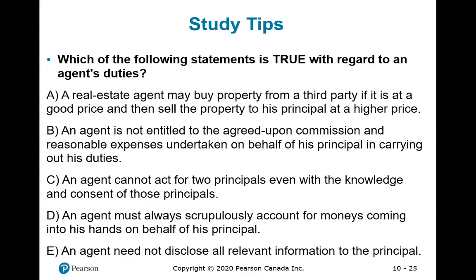Turn over money, account for money that comes to their hands. That's an obligation, that's a duty. All others are wrong. They cannot benefit. Yes, they are entitled to commission. They can act for two principals when there's knowledge and consent. So right is D.